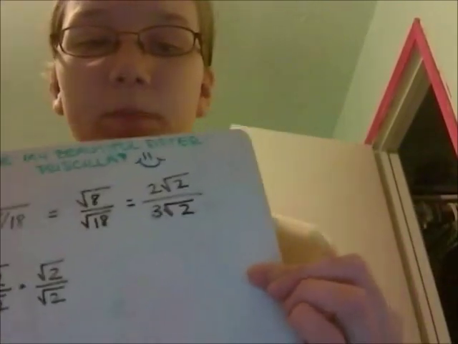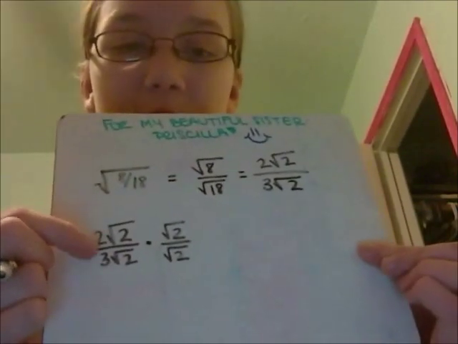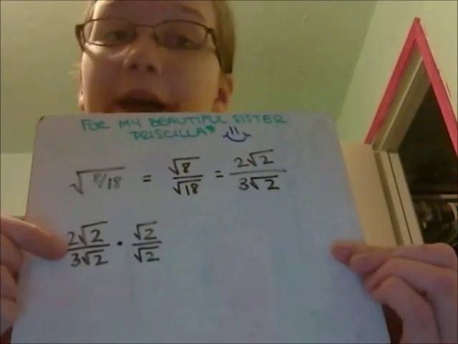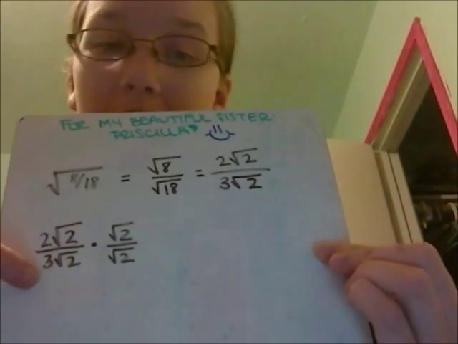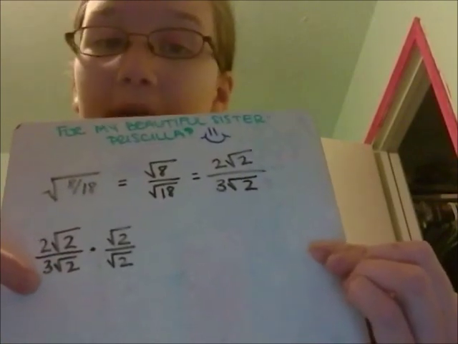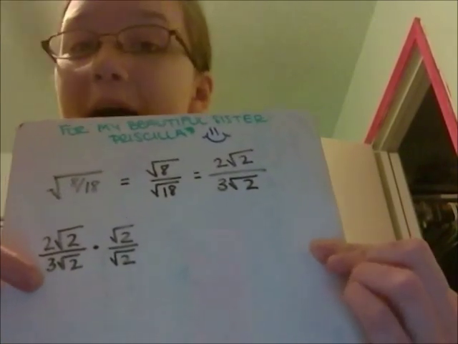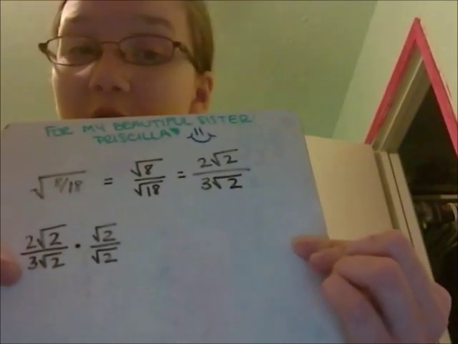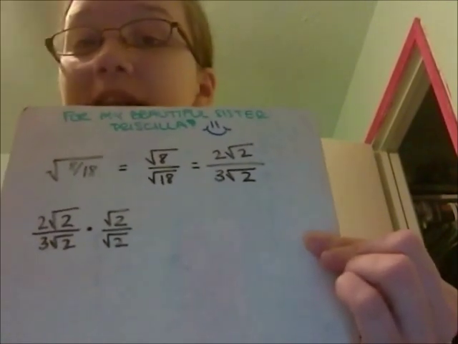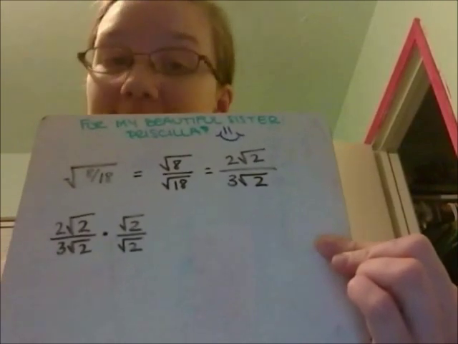Multiply by the square root of 2 over the square root of 2. But say the number up here was 2 times the square root of 5. I wouldn't want to multiply the bottom and the top by the square root of 5, because you can have a radical in the numerator. You just can't have it in the denominator. So whatever the radical is in the denominator, I want to multiply by that one.